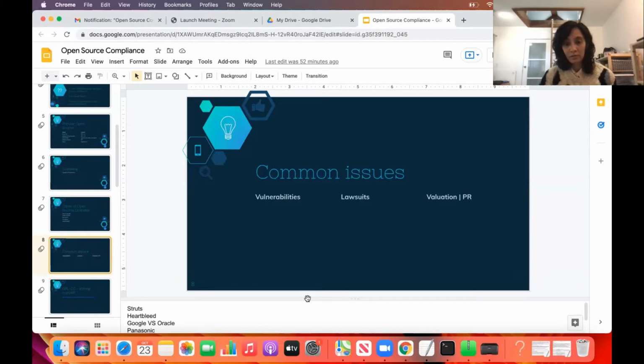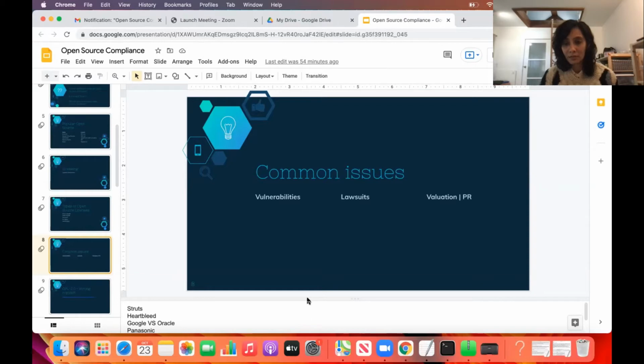There's also the valuation and PR issue, which usually happens when companies are looking to get bought or sold, right? So if you're using open source software and you don't understand licensing and you really don't know what went into building your product that now you want to sell to a Google or Apple or Facebook or whoever, right? Then they're going to want to know what you're using to build your product. And having said that, most software written these days has 95% open source in it.